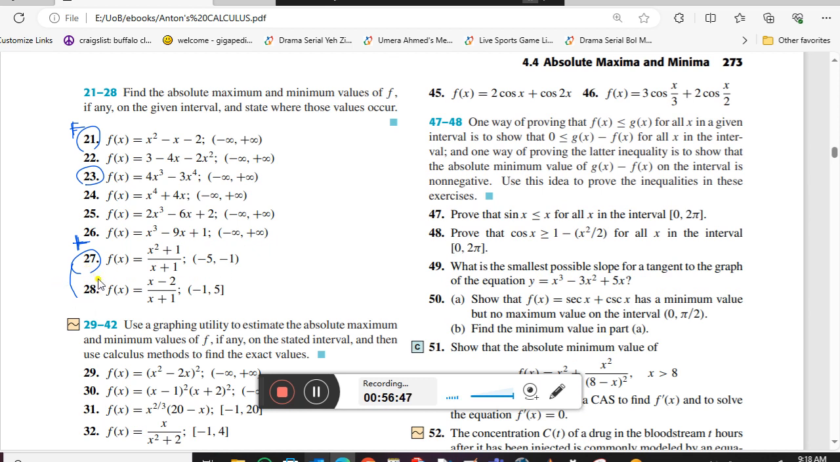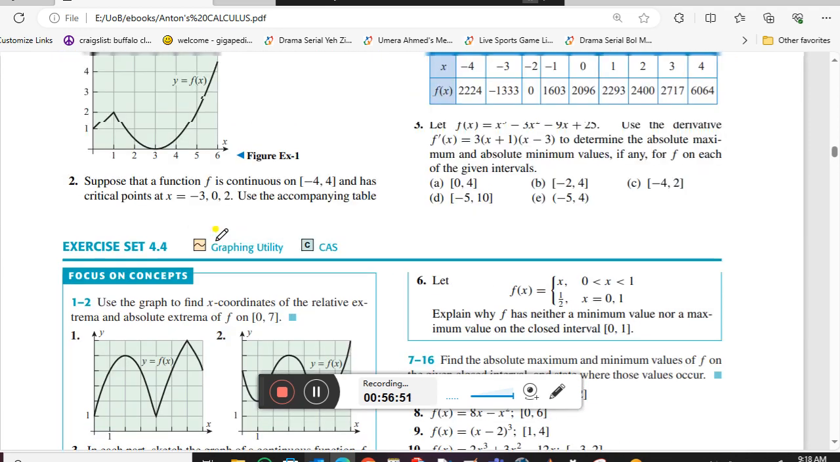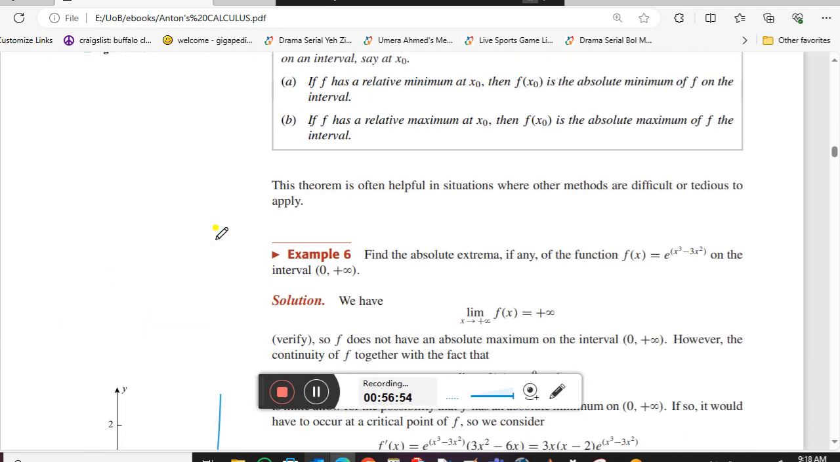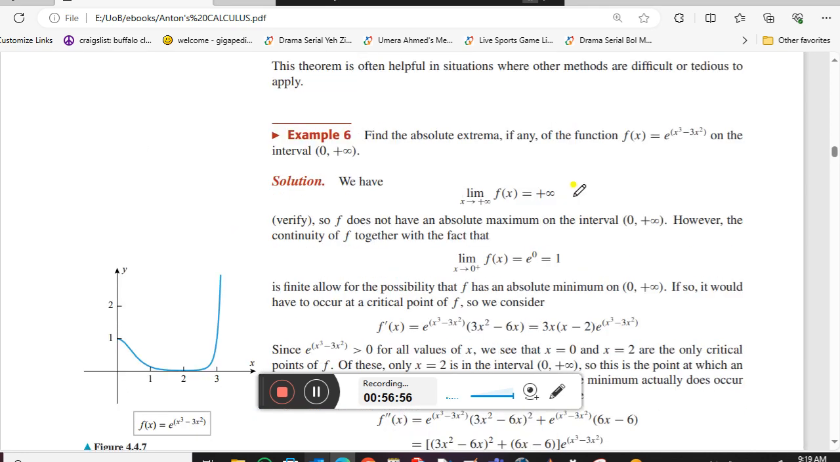Maybe this 28 also has one critical point. You see here, this has one critical point only.